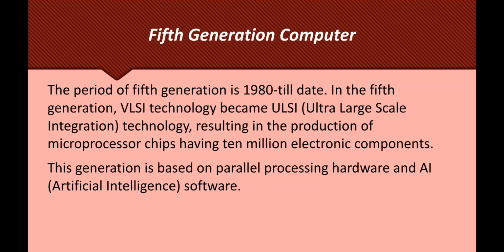In the fifth generation, VLSI technology became ULSI, meaning ultra large scale integration technology, resulting in the production of microprocessor chips having 10 million electronic components. Nowadays in our computer system there is a microprocessor, and in this small microprocessor there are millions of circuits designed to manipulate data, as well as logical or arithmetical operations. This generation is based on parallel processing hardware and AI.